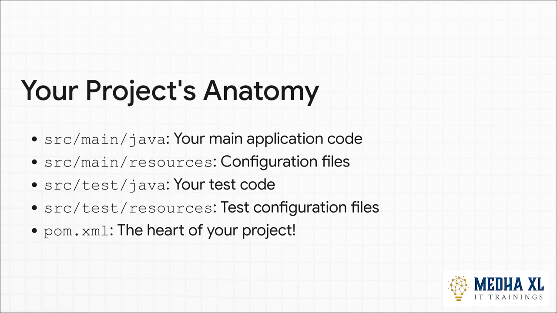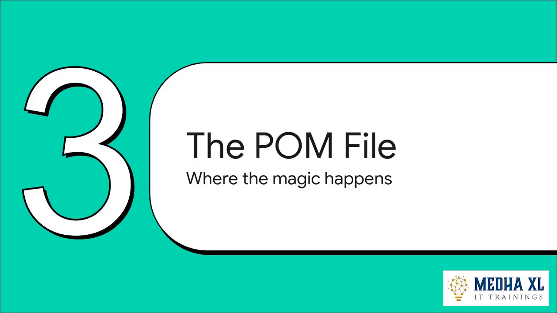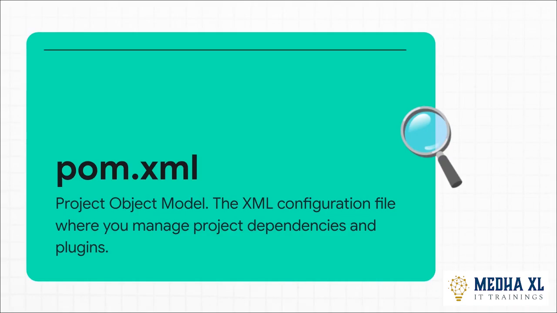This file is the absolute heart and soul of your project. So let's zoom in on that pom.xml file. We call it the project's brain for a very good reason. This single file is the control center for everything. It tells Maven what your project is, what it needs to run, and exactly how to build it. It's where all the magic really happens. Now, technically, POM stands for Project Object Model, but you don't really need to memorize that. Just think of it as the ultimate instruction manual for your project. Every setting, every library, every little detail, it all lives right here in this one file.